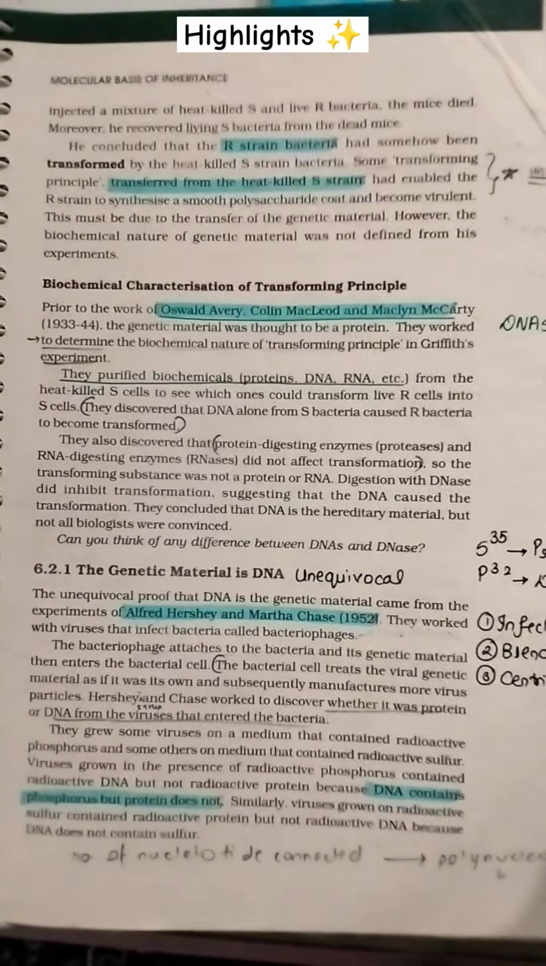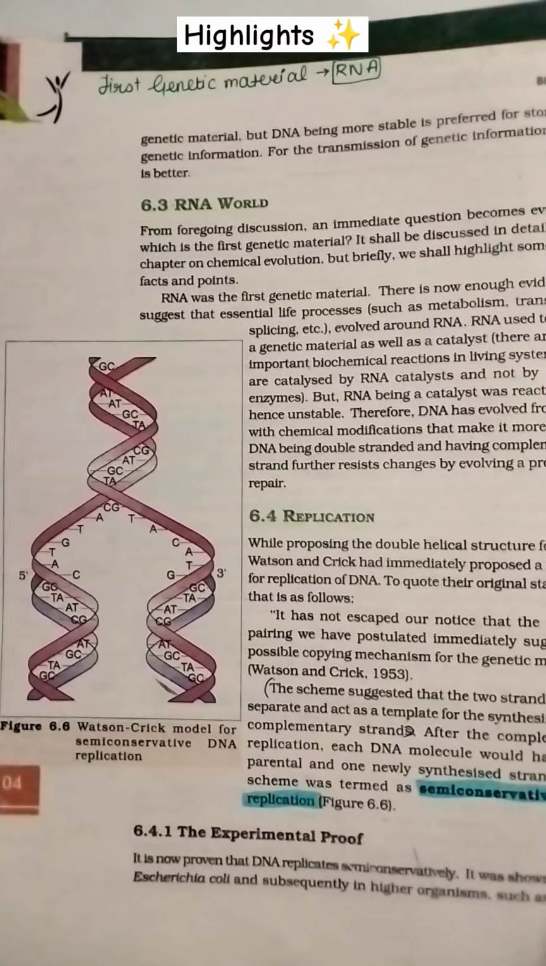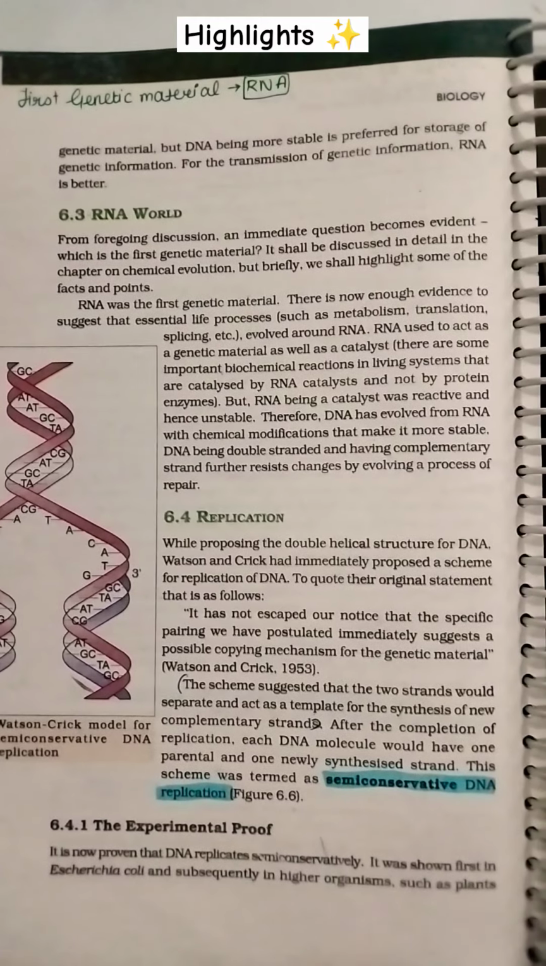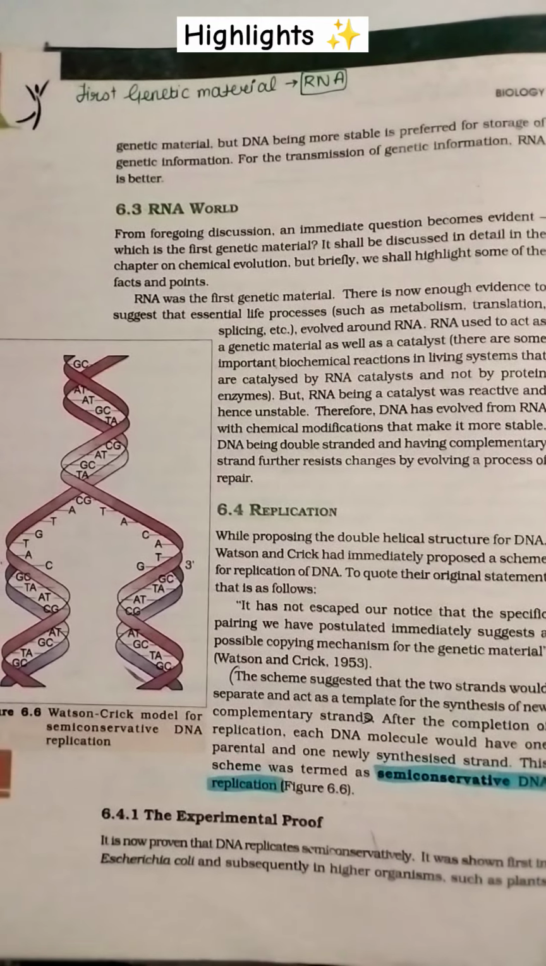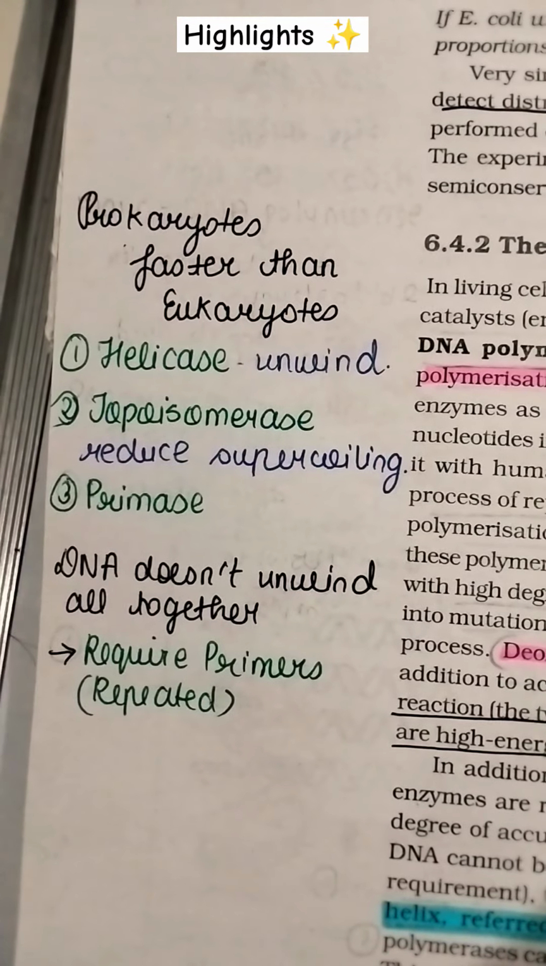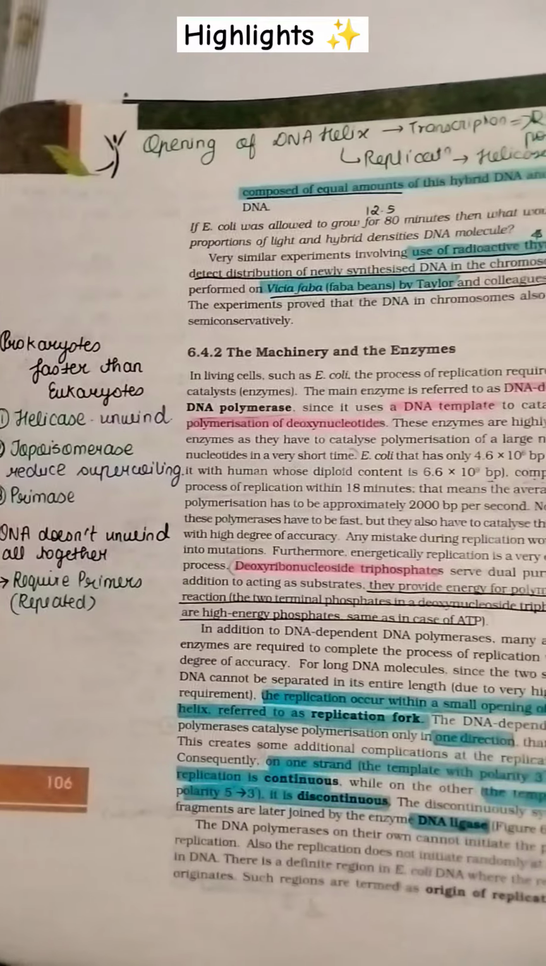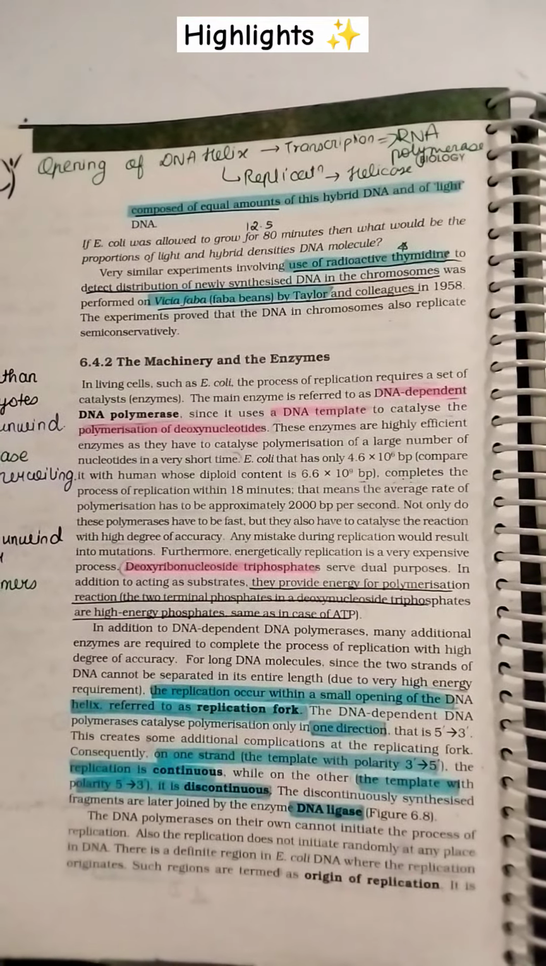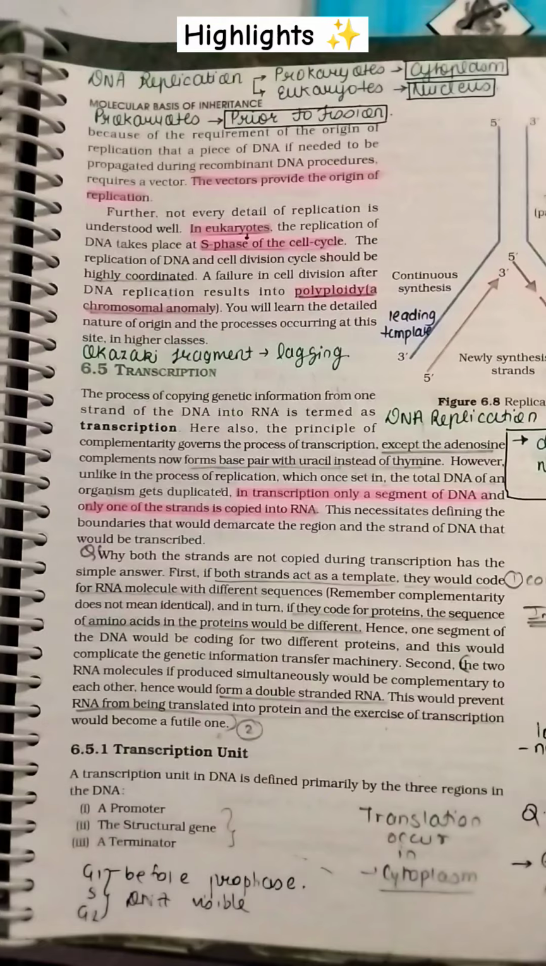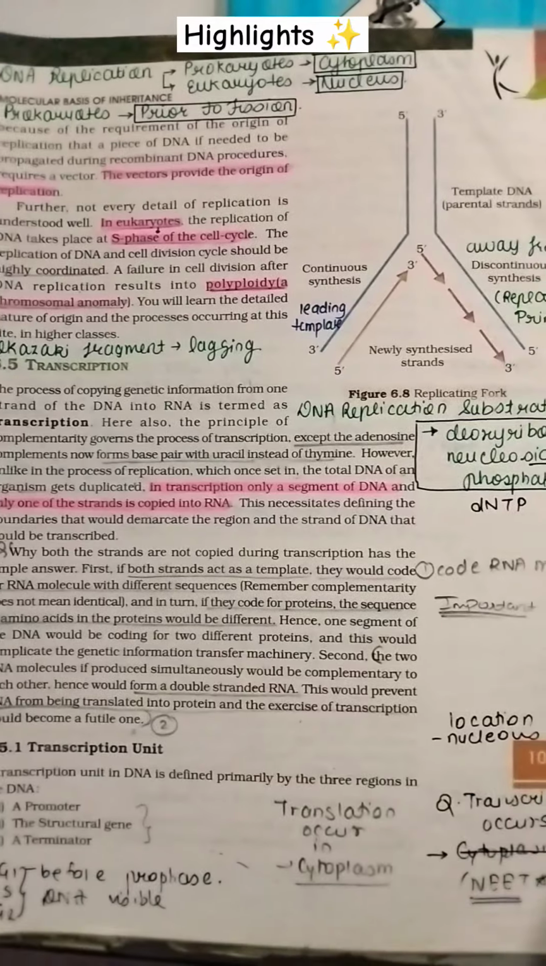So kindly check all my videos. Semi-conservative replication and experimental proof, RNA world. Then we have hybrids, prokaryotes. The names of enzymes are very important: the machinery and the enzyme. Every enzyme and its role has been mentioned.